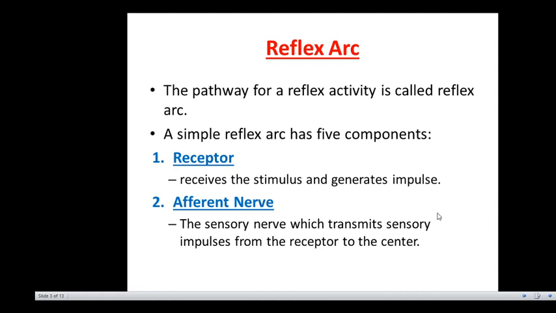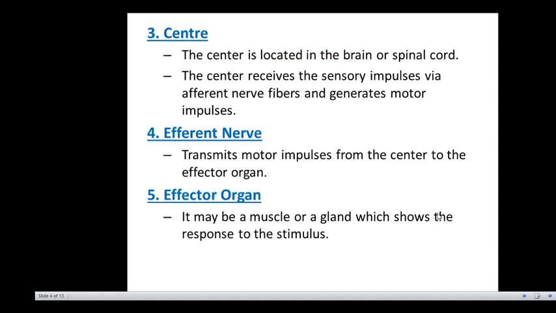Number 2, that is afferent nerve. The afferent nerve, that is the sensory nerve which transmits sensory impulses from the receptor to the center. Number 3, center. That is, the center is located in the brain or spinal cord. The center which receives the sensory impulses via afferent nerve fibers and generates motor impulses.